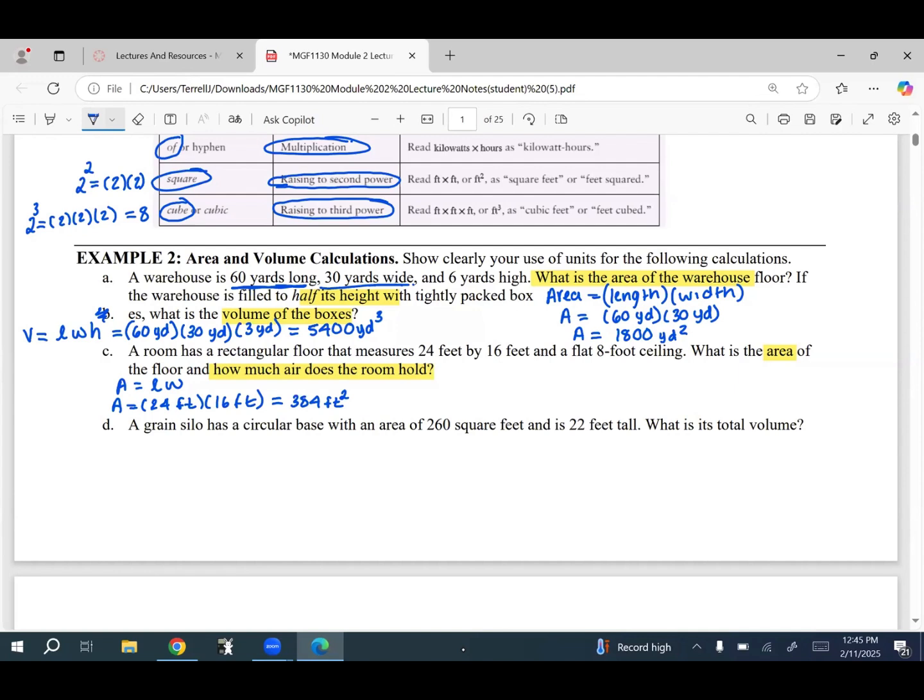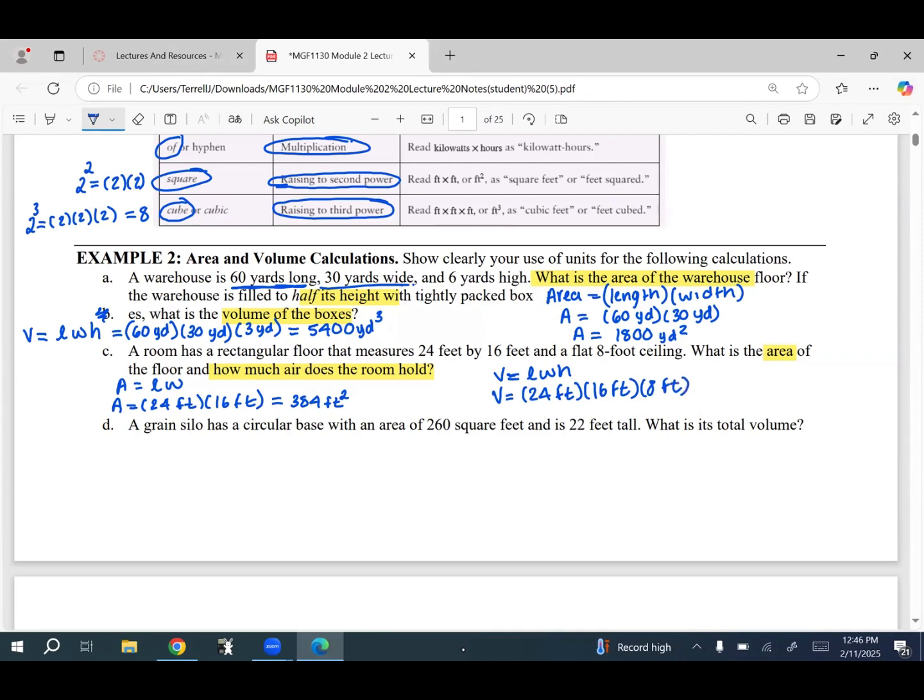Anything that's asking you for space filled in a 3-dimensional object, right? Like how much water is in your water bottle. Again, here, air in a room. Those are 3-dimensional objects and you're filling it. That's a volume question. They didn't say volume, but that's what they mean. So we know the formula for volume is length times width times height. They're looking for the volume of the room, and I've been given the dimensions.